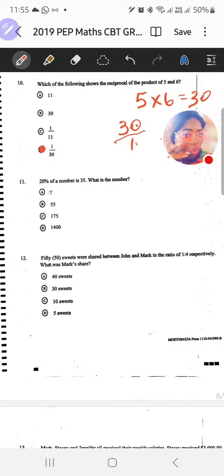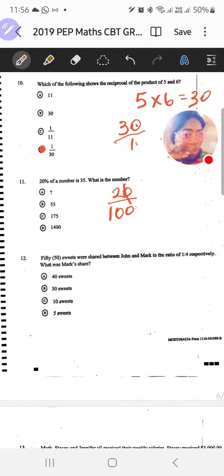Number 11 reads, 20% of a number is 35. What is the number? We know that 20% is 20 out of 100, right? And 20 out of 100 is 1/5. So let me just put it here. 20% is 20 divided by 100. If 20% of a number is 35 and we want to find the number, we could see what fraction this is, or what amount of 100 this is.